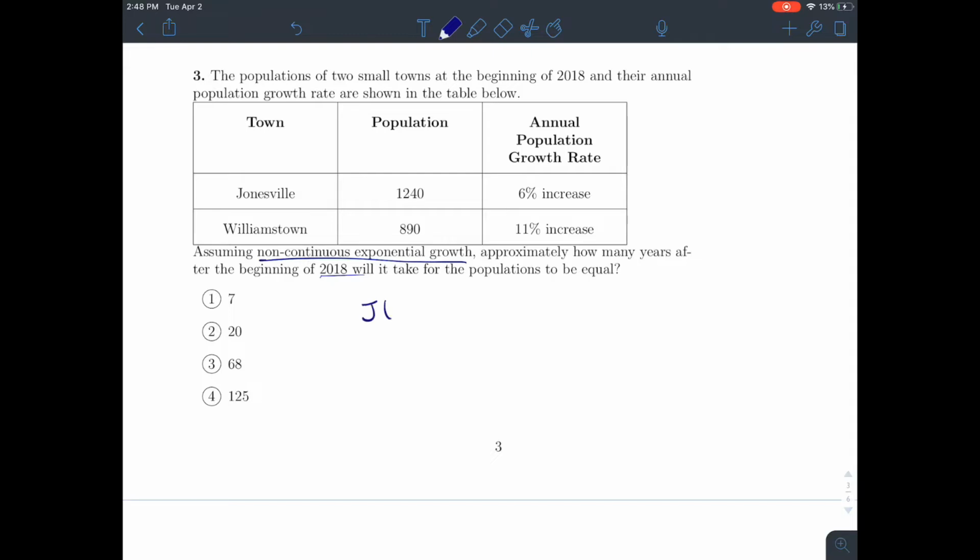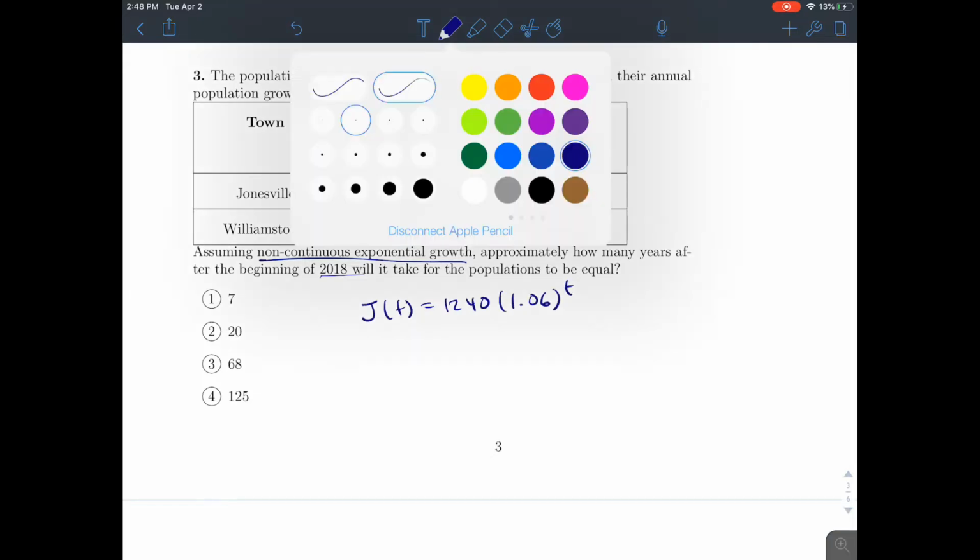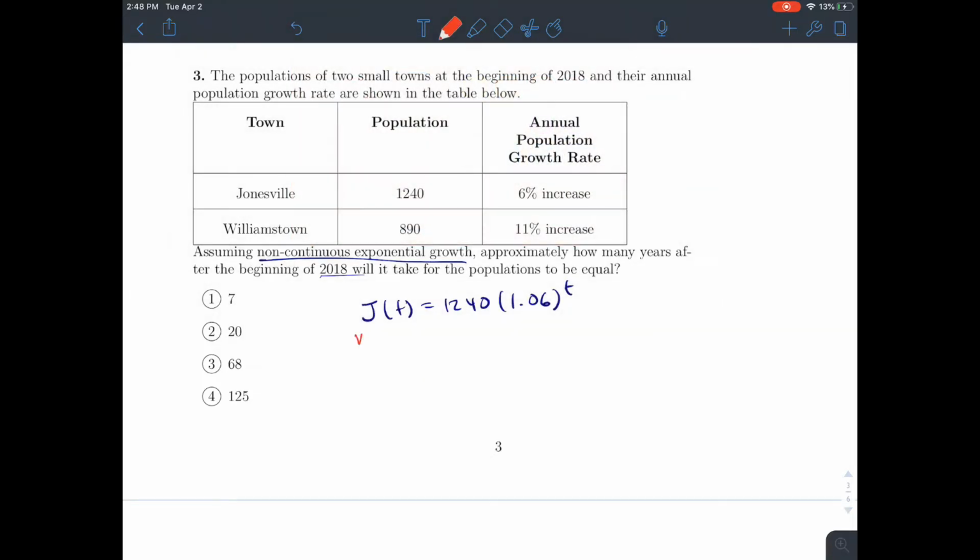So let's make a Jonestown equation. The equation for Jonestown is 1240 times 1.06 to the t power. Let's make a Williamstown equation. That's 890 times 1.11 to the t power. Now the challenge with this problem is that if you graph it normally, the values are too large to appear on the screen.